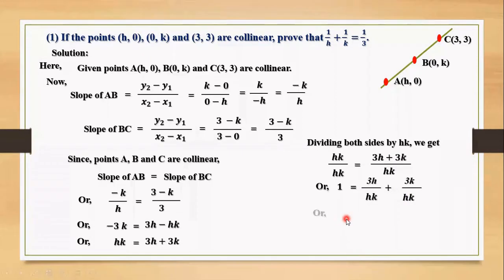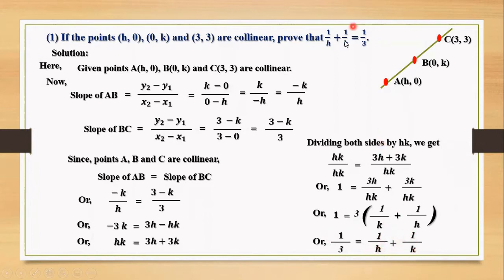Now, left hand side 1, and in the right hand side both the terms contain 3, so we can take 3 common from both the terms. In the first term h and h, numerator and denominator, get cancelled, and we have 1 by k left over. In the second term k will get cancelled, and 3 is already common, so we have 1 by h left over. Now take 3 to the left hand side, so it becomes 1 by 3, and in the right hand side it is 1 by h plus 1 by k. Hence, we prove this.